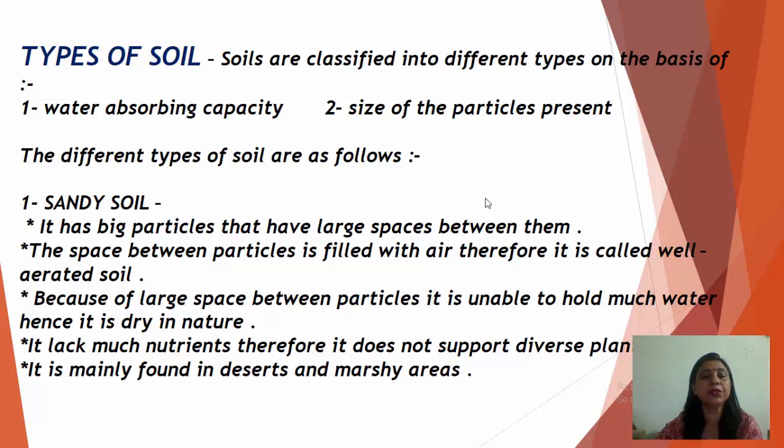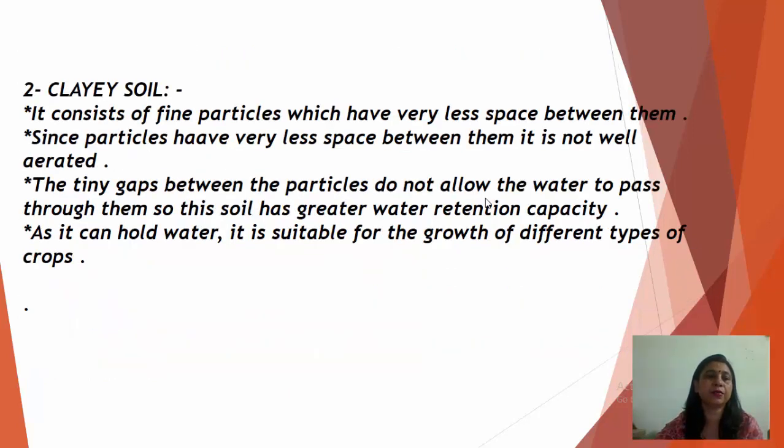It lacks much nutrients, therefore it does not support diverse plant growth. Plants grow in these sandy soils, but not diverse, means variety of plants are not found here because the nutrients are lacking in this soil. It is mainly found in deserts and marshy areas.